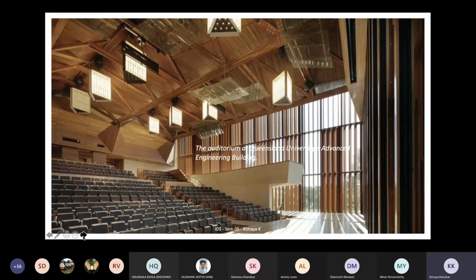Now, this is another auditorium, the Queensland University Advanced Auditorium. It was opened in 2014. It's by Hassell and Richard Crook Architects. It's 237,000 square feet. What I liked about the auditorium is that it has a very good facade: your entire facade opens up when required, and it also shuts. So it gives you a dark environment as well as a very daylit environment as you want.